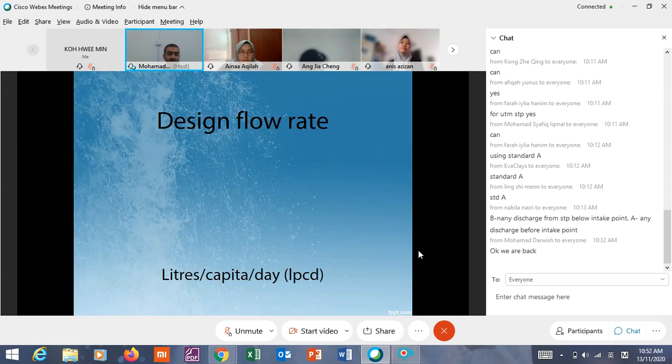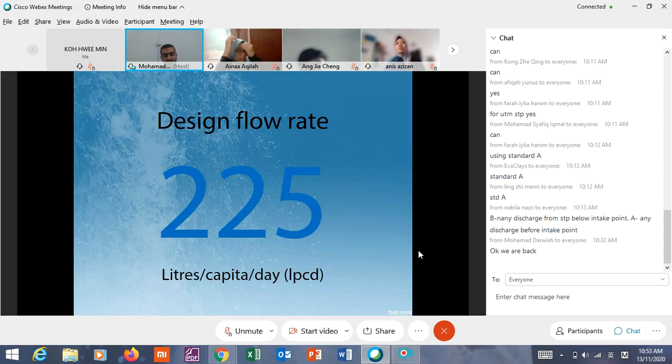So that brings us to something called the design flow rate, which is how many liters per capita per day we should consider. How many liters per capita, per person, per day should we consider for our design process? This is 225 liters per capita per day. This is the design flow rate. So one person is estimated to consume 225 liters per day.